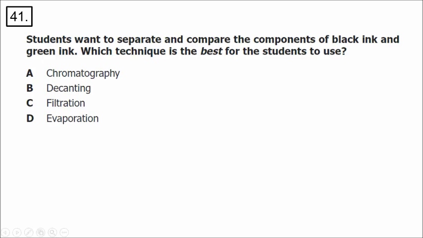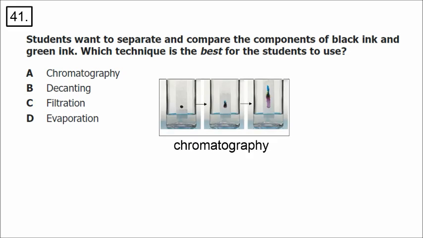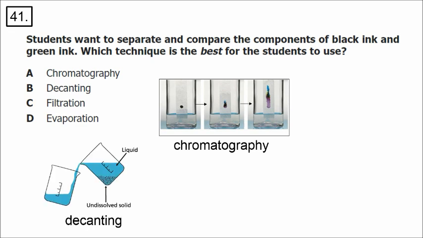Number 41, which technique is best for separating the components of black ink and green ink? Well, chromatography looks like this. You might put a spot of ink on a piece of paper and then allow a solvent, so water or alcohol, to run up the paper and separate the colors.